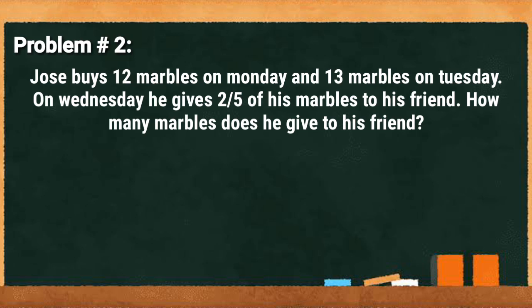Let's have problem number 2. Jose buys 12 marbles on Monday and 13 marbles on Tuesday. On Wednesday, he gives 2/5 of his marbles to his friend. How many marbles does he give to his friend?